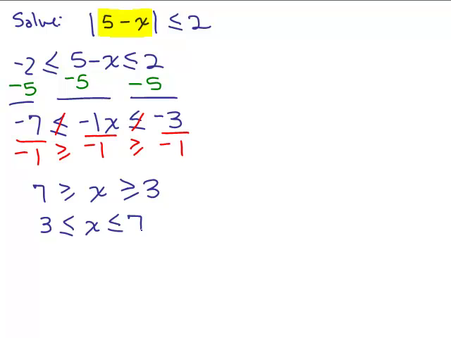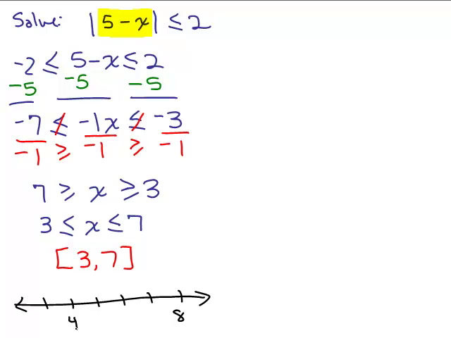So what's the solution? How do I write that in interval notation? It's between 3 and 7, and I use the brackets because it could actually equal 3 and it could actually equal 7. x could equal 3, x could equal 7, and any number in between. So if I look at a number line here, let's say that's 8 and here's 4, for instance, then this is how I would graph it using the interval notation graphing.